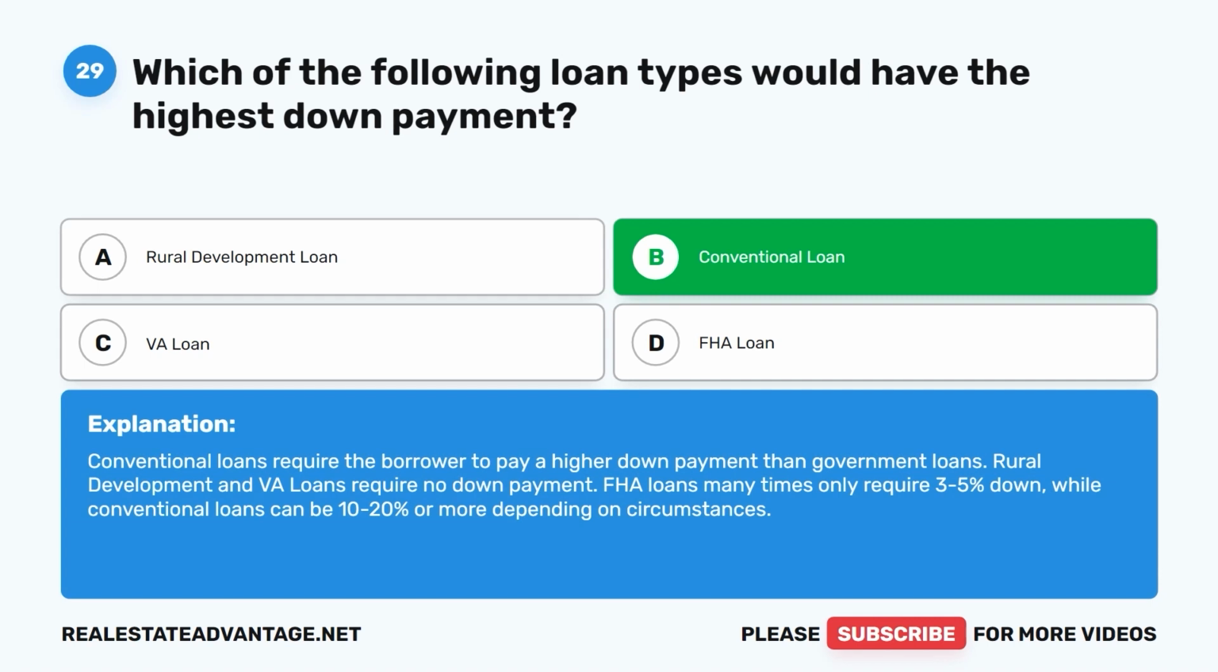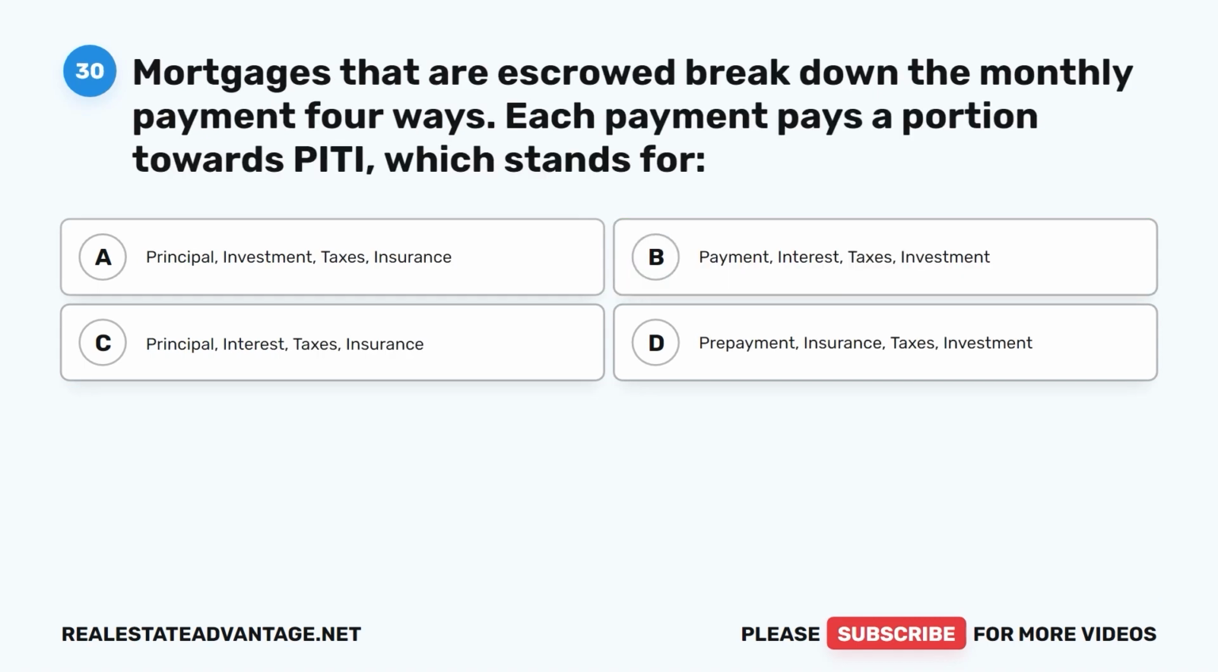Rural development and VA loans require no down payment. FHA loans many times only require 3 to 5% down, while conventional loans can be 10 to 20% or more depending on circumstances.